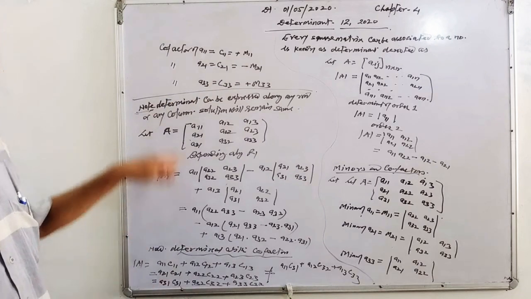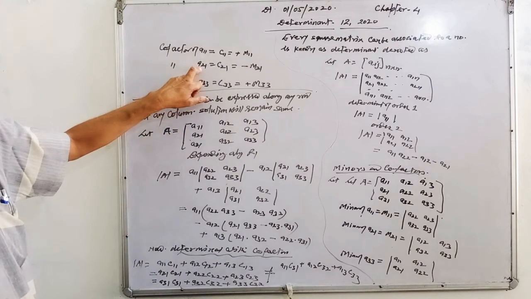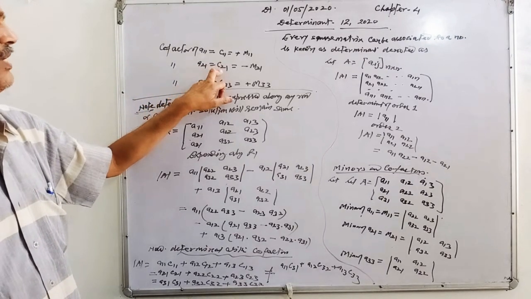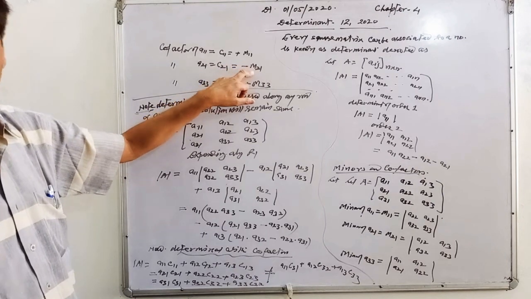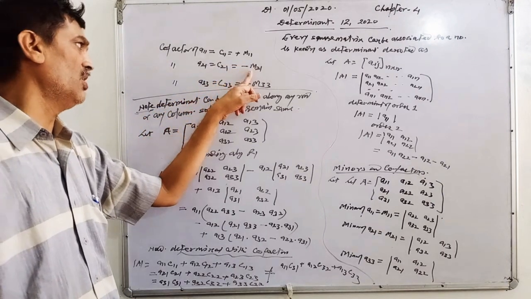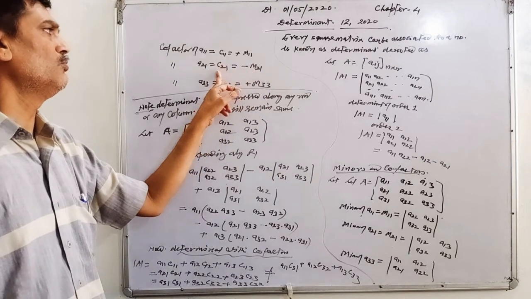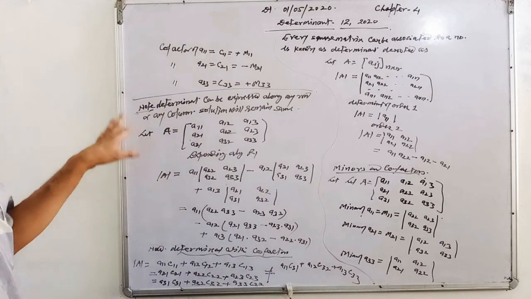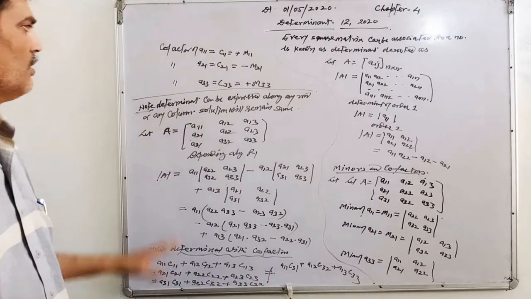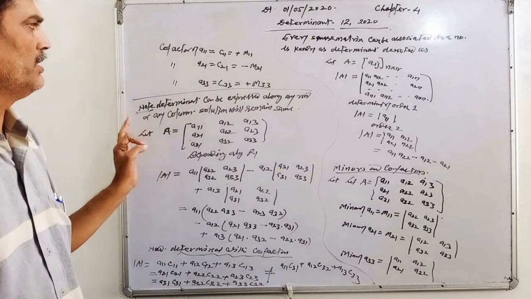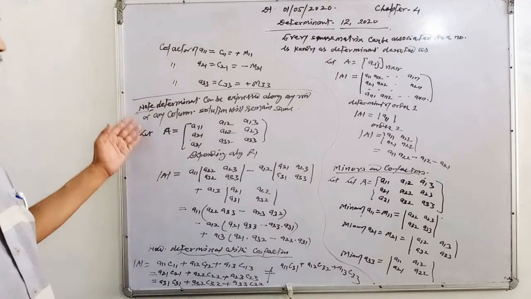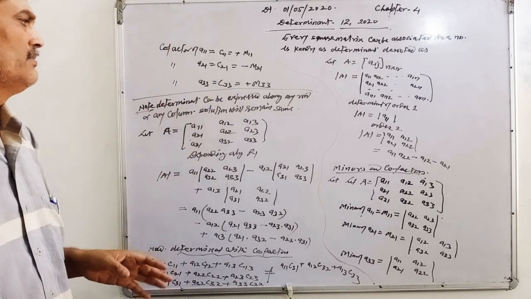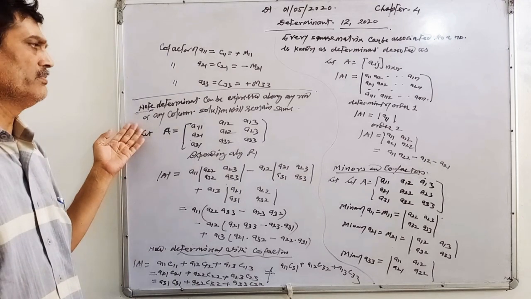And if row plus column, see the second element, row plus column is 2 plus 1, 3, so its cofactor is equal to the negative sign of its minor. Meaning if row plus column is odd, then the cofactor is equal to the negative of its minor. If row plus column is even, the cofactor will have the positive sign of its minor. So between minor and cofactor there is only a difference in sign.